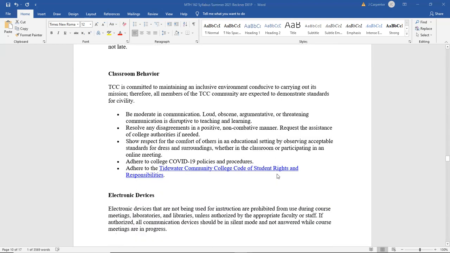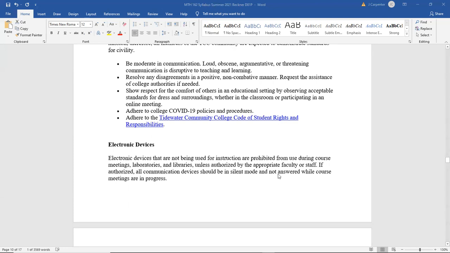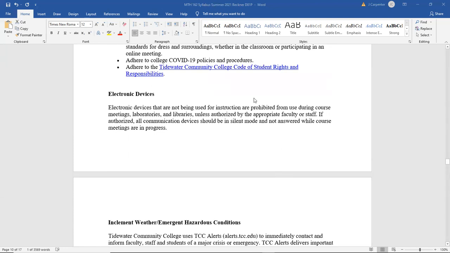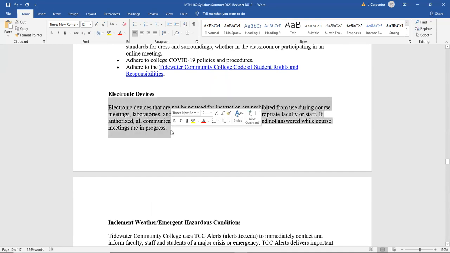Classroom behavior, not really an issue since I have everybody on mute. Just don't say anything obscene in chat and we will all be friends. I'll respect you. And yeah, electronic devices, again, not really an issue except for during testing. Cell phones may not be used during testing.